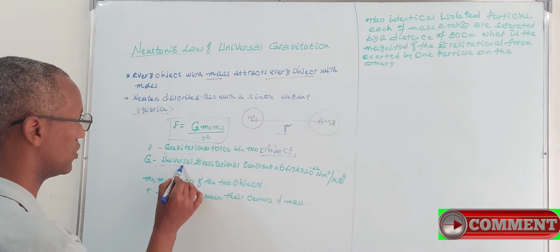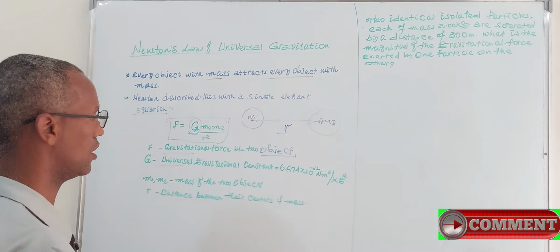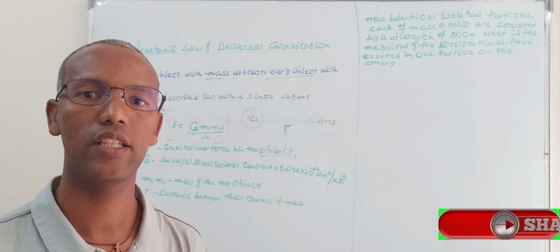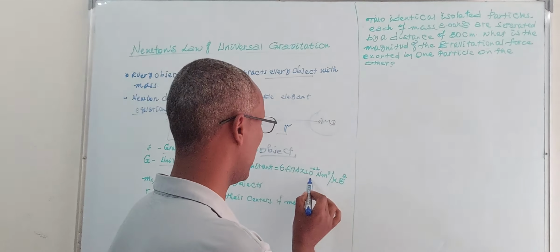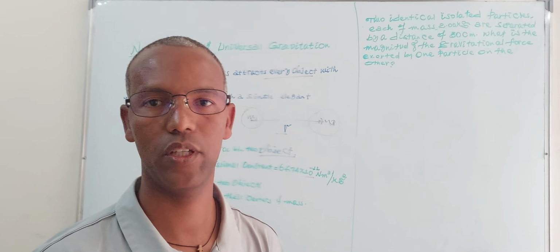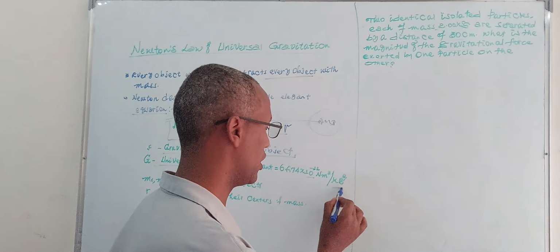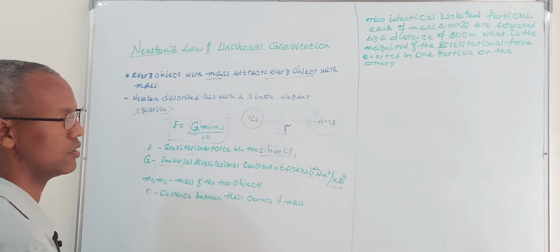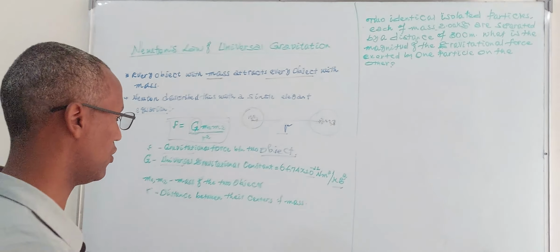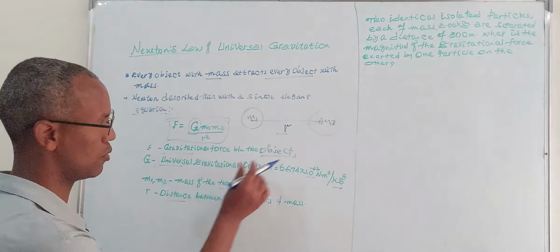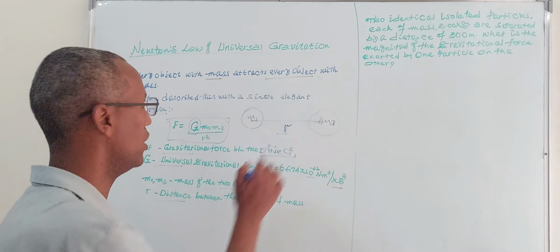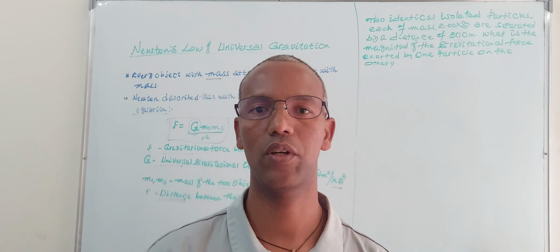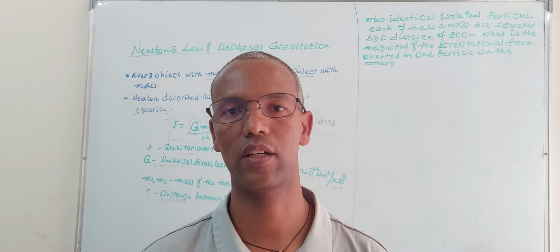And then this is the gravitational constant, the universal gravitational constant, which is basically equal to 6.674 multiplied by 10 raised to minus 11 Newton meter square per kilogram square. And then this is the mass m1 and m2 of the two objects. This is the separation between m1 and m2, a distance. That is all about Newton's law of universal gravitational force.